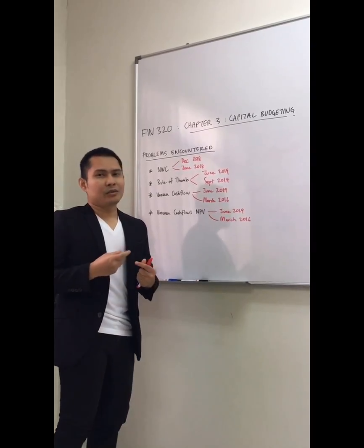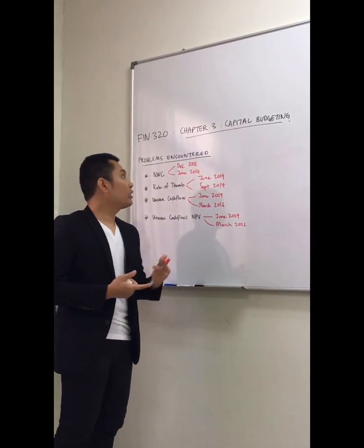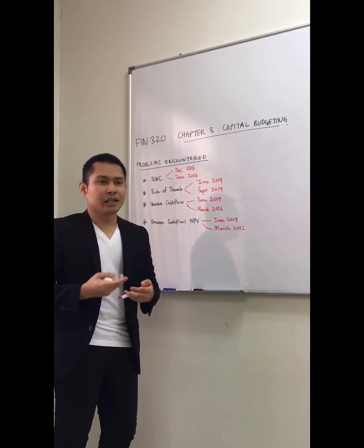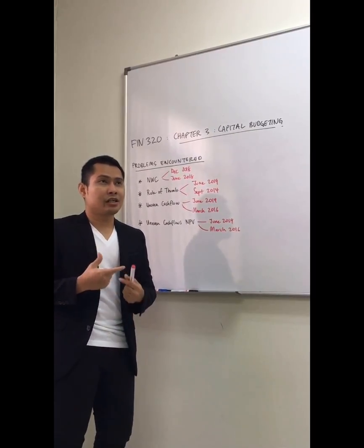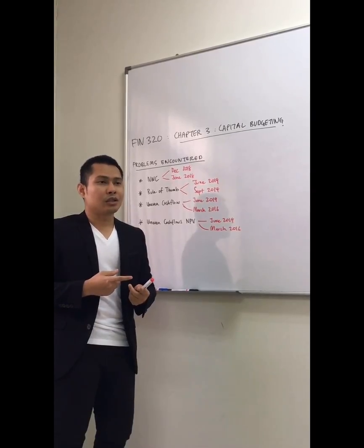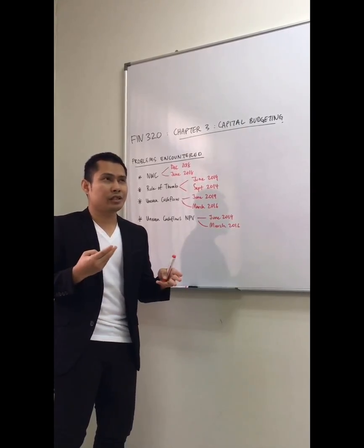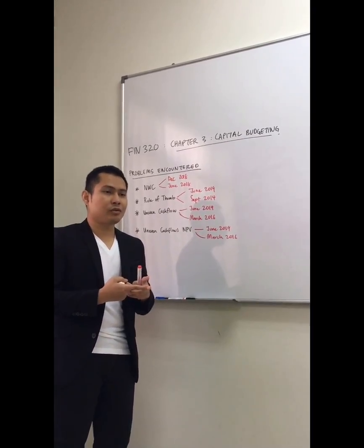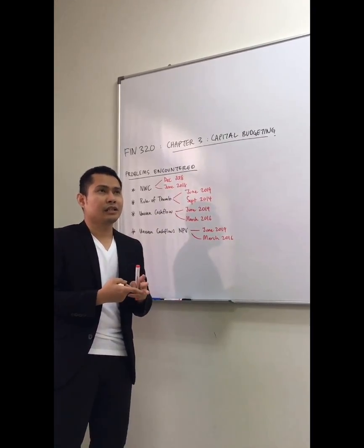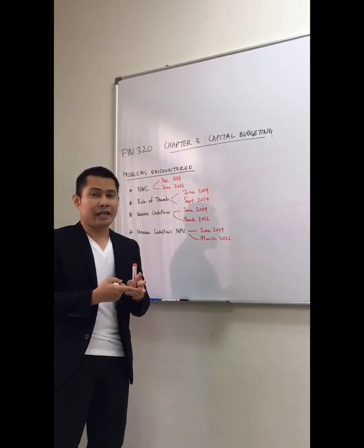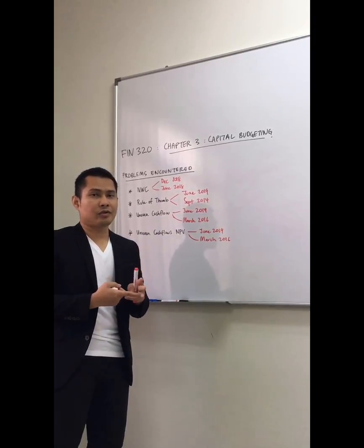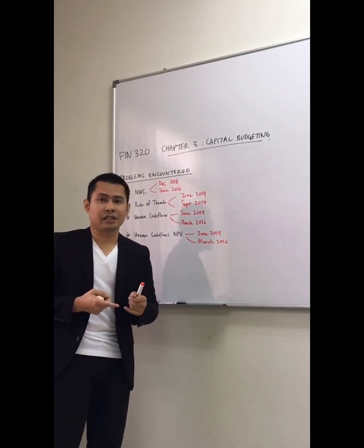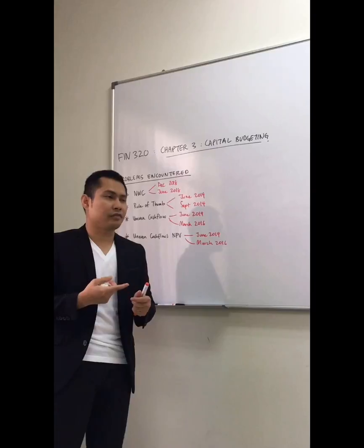Okay class, we continue on with our lecture on FIN320 chapter 3, capital budgeting. Based on my previous lecture, I've taught you the three formulas, right? The formulas for initial outlay, for terminal cash flow, and how to get your CFAT, net cash flow after tax. And then I taught you one method of capital budgeting, which is NPV, net present value.